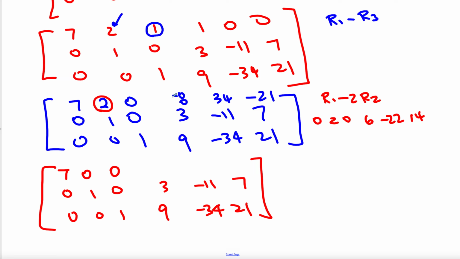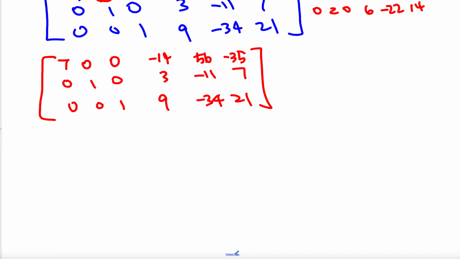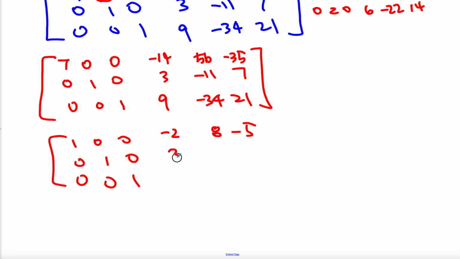And then the next one is what? Negative 8 minus 6 becomes negative 14. And 34 minus negative 22 is 56. Lastly, I have negative 21 minus 14, so we get negative 35. And when I divide everything by 7, then I get 1, 0, 0, 0, 1, 0, 0, 0, 1, and then negative 2, 8, and negative 5. And the other rows, I'm just copying them.